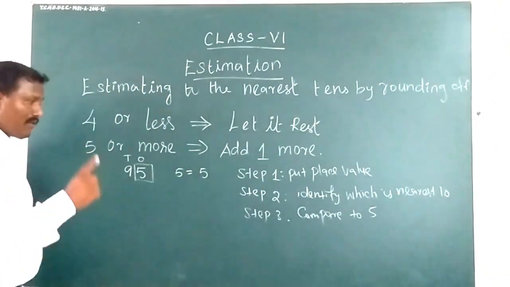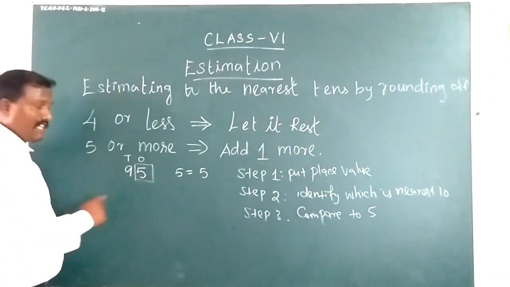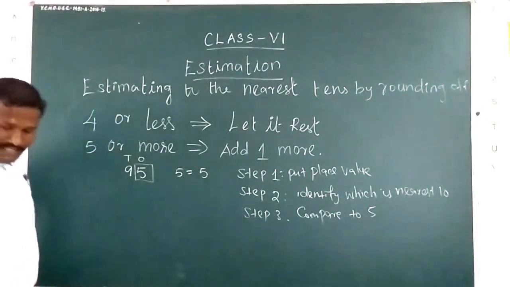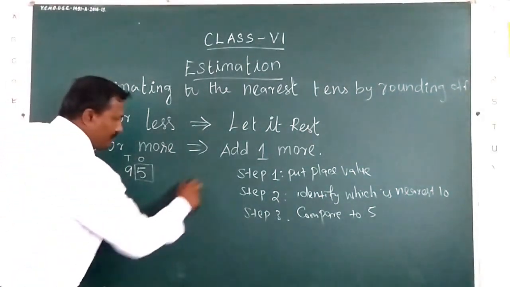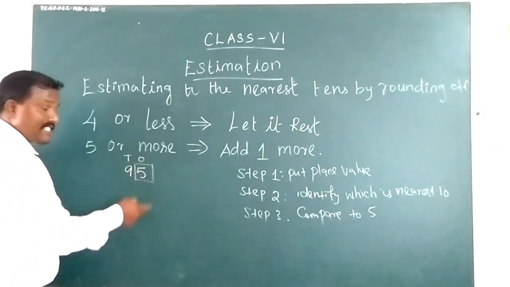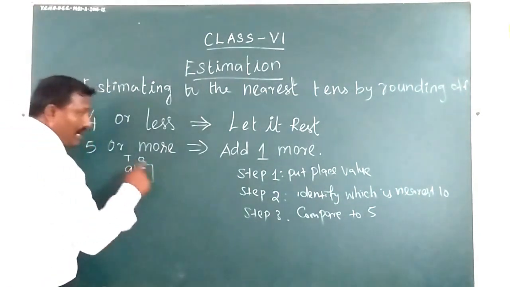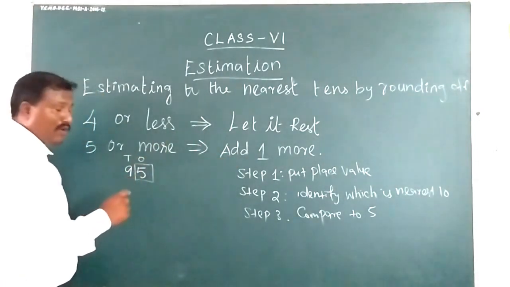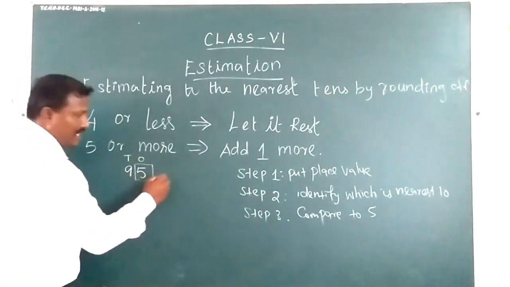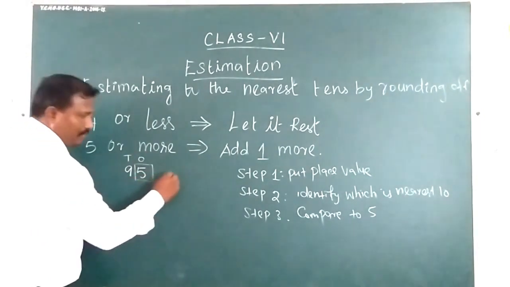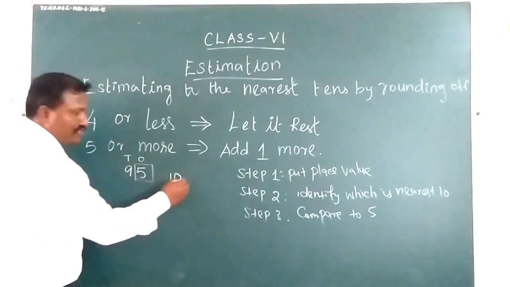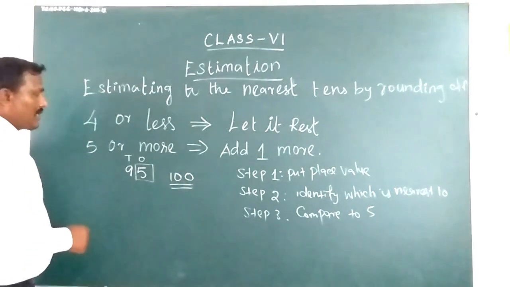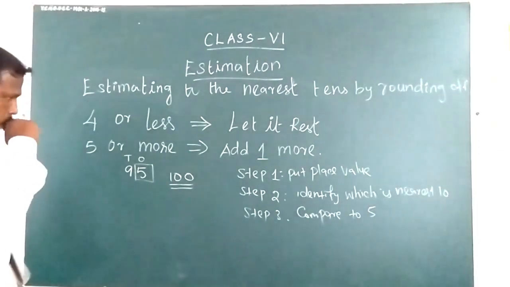What does the rule say? Add 1 more. Where do we add 1 more? We add 1 more to the tens place, not the ones place. The ones place always becomes 0. I compared the ones place and it is equal to 5, so rule 2 is satisfied. Add one more to the tens place: 9 plus 1 is 10. Then the ones place is 0. So 100 is the nearest ten value. This is how we convert 95.